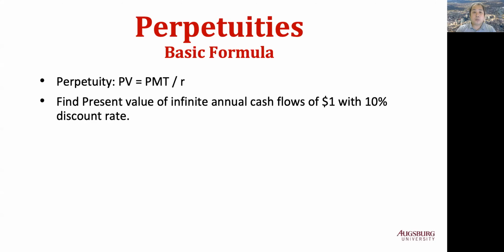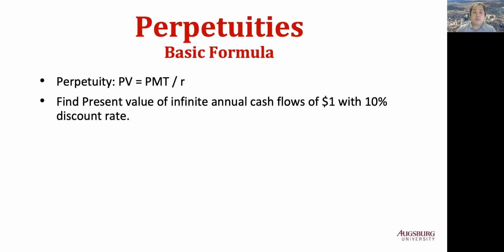Starting with perpetuities, it is not easy to get the present value of the perpetuity because it is an infinite problem. Fortunately, we have a very simple formula, which is present value equals payment, the same payment, divided by the discount rate, interest rate, R. That's the formula for perpetuity.